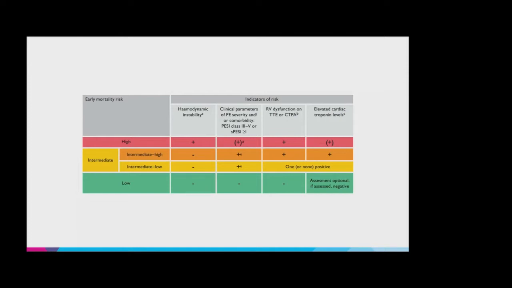On CT, you'll find that it's a fairly common finding that the right ventricle will appear enlarged or have signs of RV strain. And then when they do the formal echo, the RV actually looks normal.